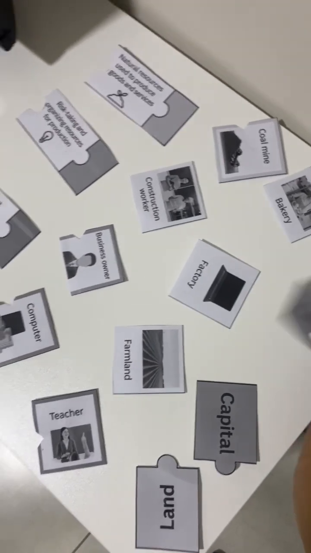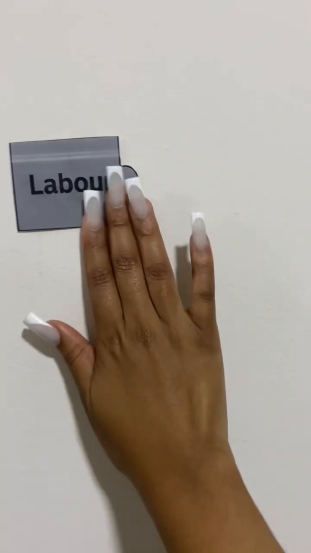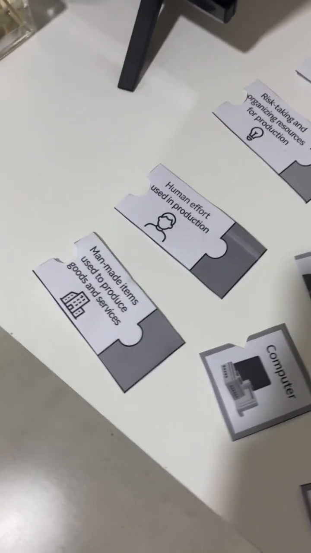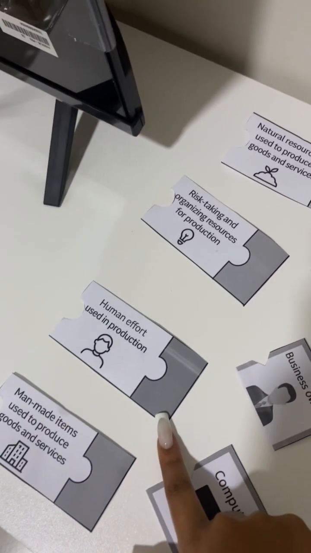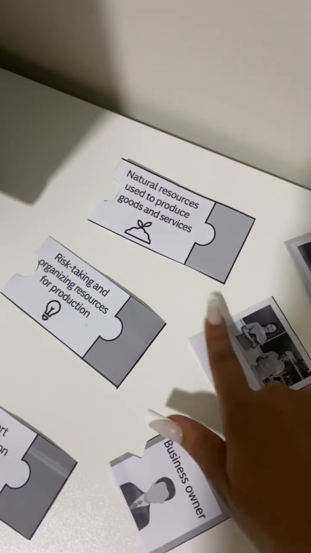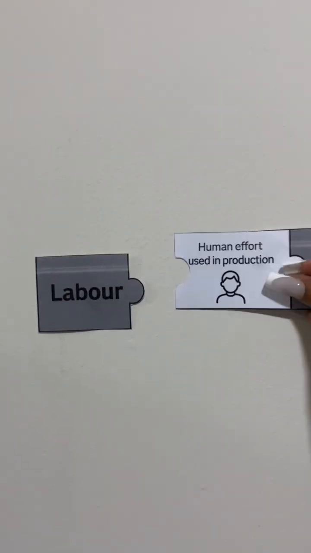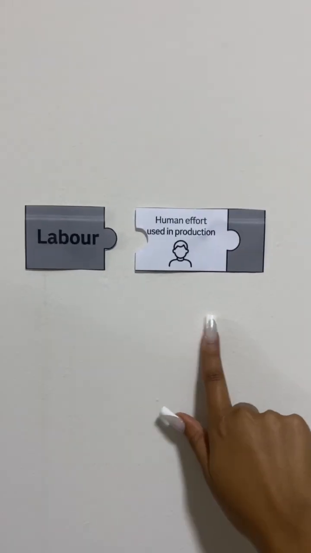Okay, so we're first going to start with our first factor of production, which is labor. And then we are going to look for the definition of what labor is. So man-made item, no. Human effort, maybe. Risk, yes. So we will go with the human effort used in production. So that is the definition of labor, right?